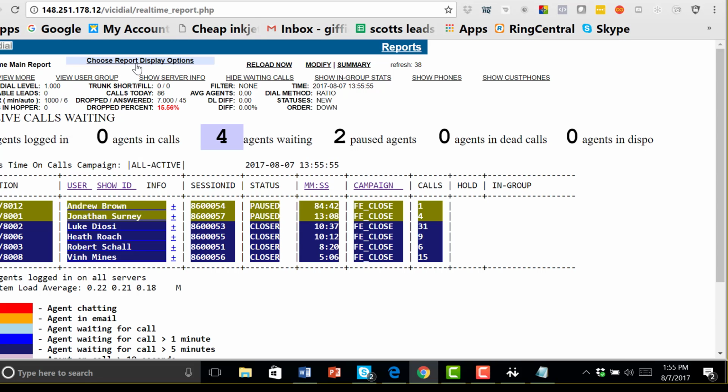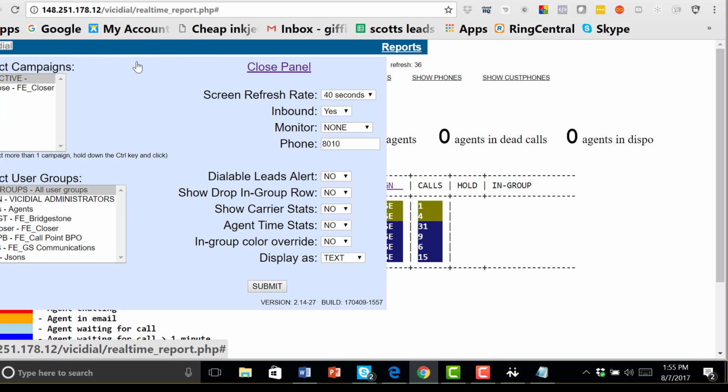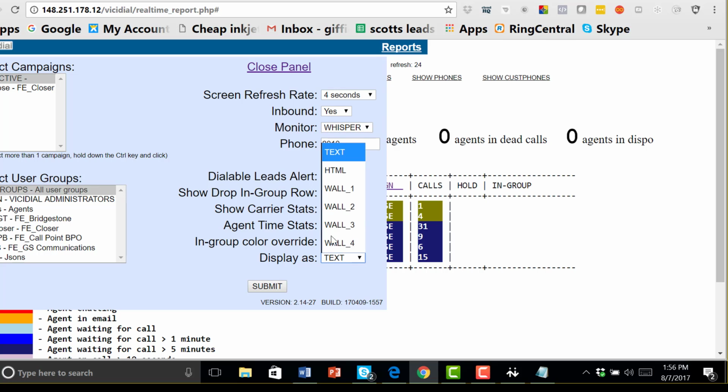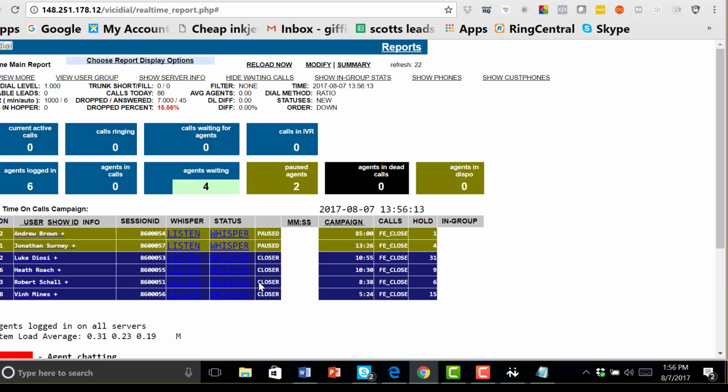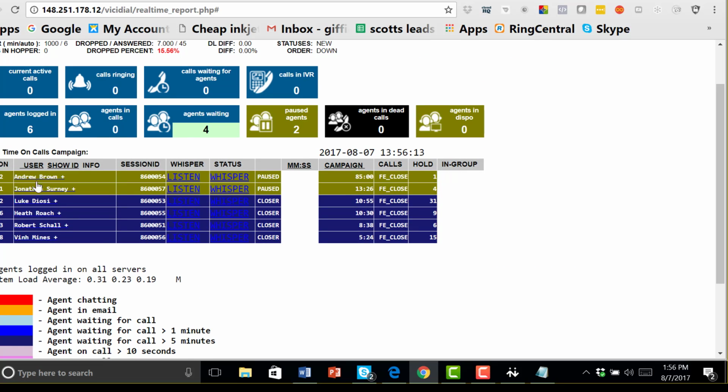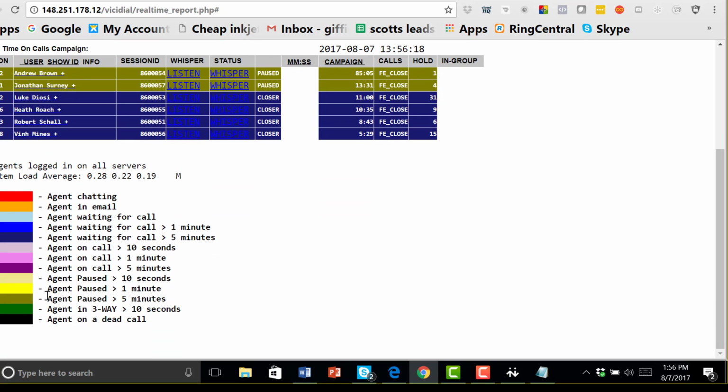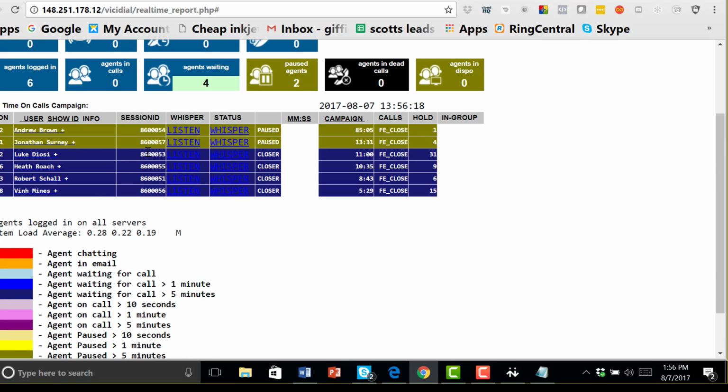So this is what we see. Can you guys see my screen? Yeah. What we do is we refresh this every 4 seconds, and I can barge in, I can whisper. So I'll put it on whisper, and then we change this to HTML and submit it. Here are the agents that are logged in right now, and here's the color code that tells you how long they've been paused or whatever.